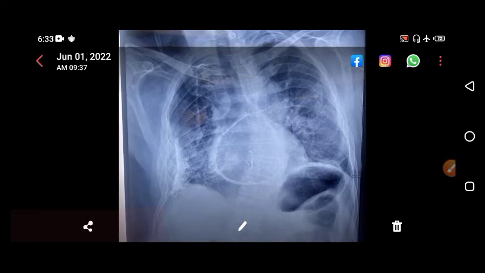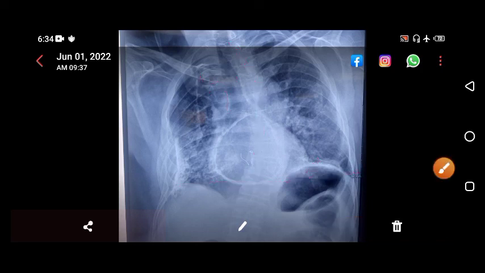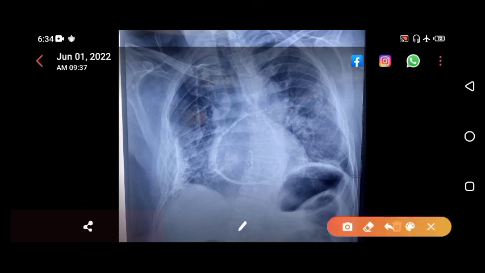Another finding is that on the left side, the diaphragm seems to be elevated. This may be because of the lateral deviation of the spine. The trachea seems to be shifted because the film is rotated. Point number one. Point number two, there is kyphoscoliosis. So do not miss this thing.